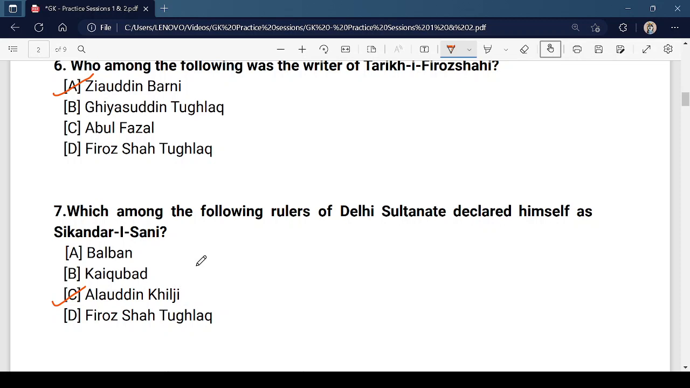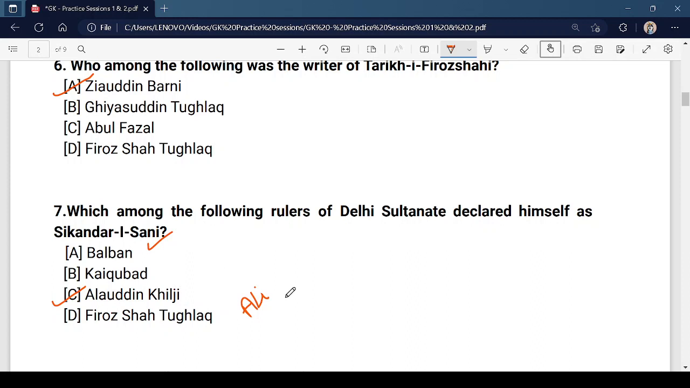He was very ambitious, and his original name was Ali Gurshap. Okay, you can also remember this, Ali Gurshap. So he assumed this title. He called himself Sikandar-i Sani, which means Alexander II. As you all know, Alexander, we call him Alexander the Great. He was very ambitious and wanted to conquer the whole world. In a similar way, Alauddin Khilji called himself Sikandar-i Sani as he wanted to conquer the whole of India and the whole world. That is why he called himself Alexander II.